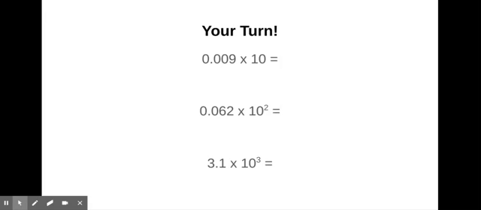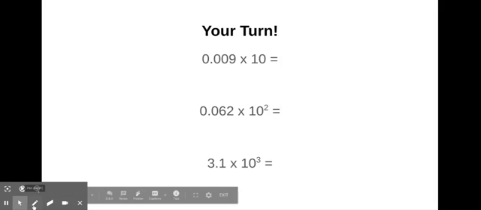Are you finished? Let's see if you got these problems correct. This first problem asked us 9 thousandths times 10. Well, this 10 means that we're moving everything up 1 place in the place value chart because we have 1 zero. So that 9 needs to move from my thousandths place 1 place up. So I can move that 9 1 place up, and it ends up in my hundredths. So I end up with 9 hundredths.